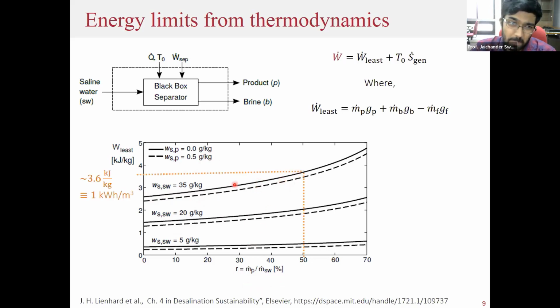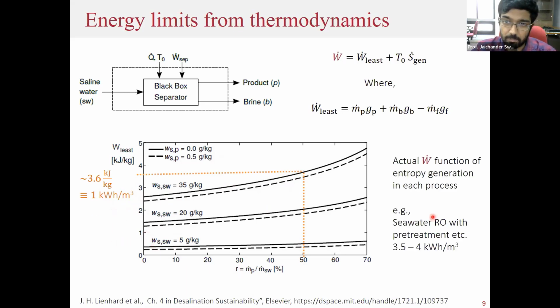So a good number to keep in mind is, for seawater desalination at around 50% recovery, the specific energy consumption is around 1 kilowatt hour per meter cube. This is the least energy input requirement. The actual energy requirement is around 2 to 3 times this number to account for irreversibilities in the process. Right. So the actual seawater desalination consumes around 3 to 4 kilowatt hours per meter cube, including pre-treatment, etc.